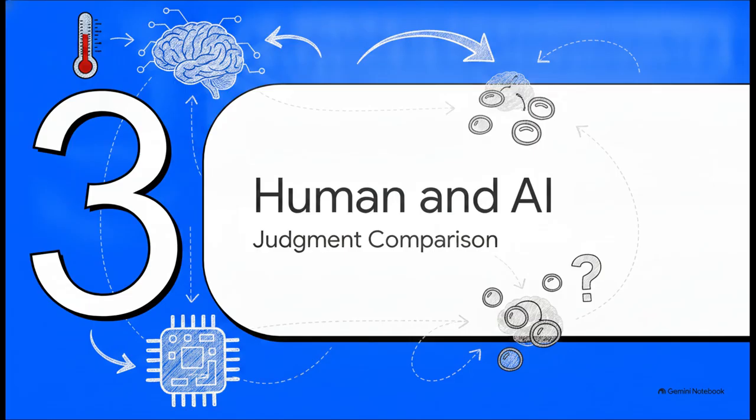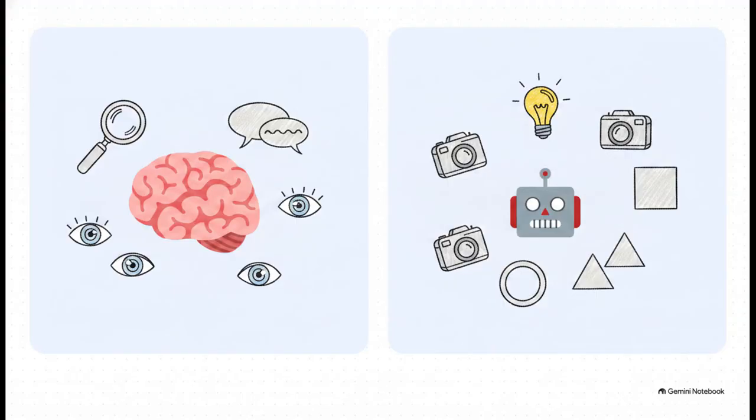Moving right along to Section 3, human and AI judgment. Now this brings us to a really massive shift in scale because the exact same limitations we just talked about apply to both our organic human brains and artificial neural networks. Both essentially require what we can call environmental cross-validation. Think about it. As humans, we don't just trust our eyes once, right?